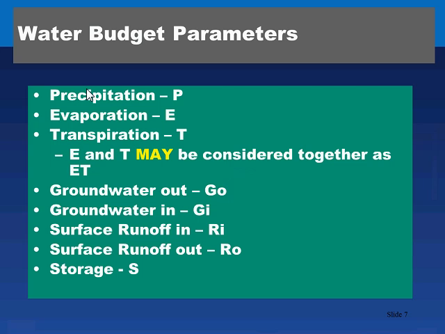Groundwater out of the wetland, that's G subscript O. Groundwater inflow into the wetland is G subscript I, and likewise for surface runoff, inflows and outflows. When we put algebraic signs on these vectors, we can compute a change in storage in the wetland, and this is basic water budgeting. Not all wetlands can be water budgeted, but many can.